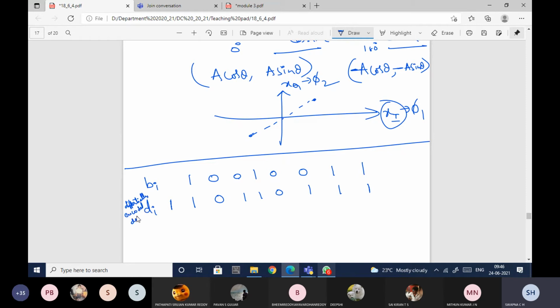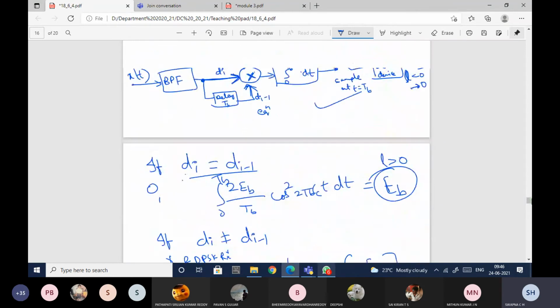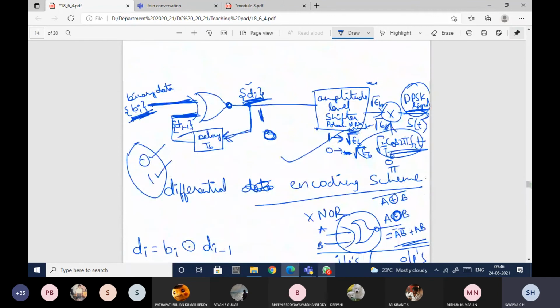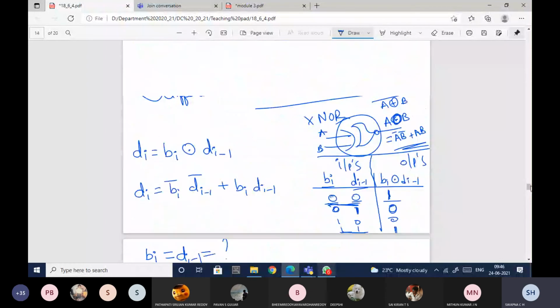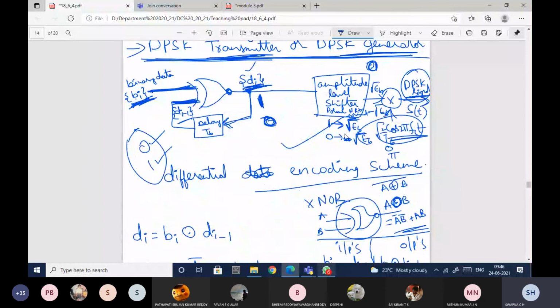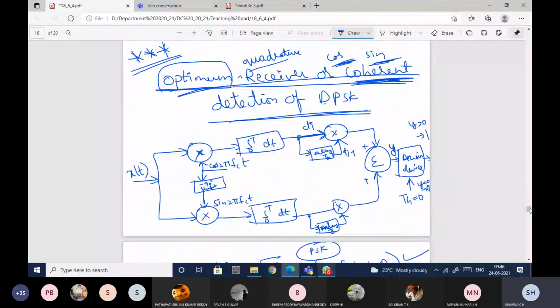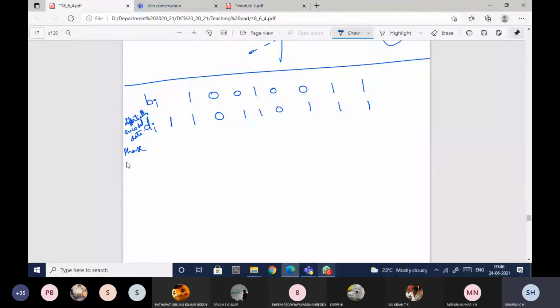Okay, now what will be the phase transmission? Because based on your di values, it is either giving me 1 or it is either giving me 0. And that is given to the product modulator. So if it is 1, it is root Eb. If it is 0, it is minus root Eb. So when it is 0, it is introducing 180 degrees phase shift. Okay, so phase transmission, or phase of DPSK.